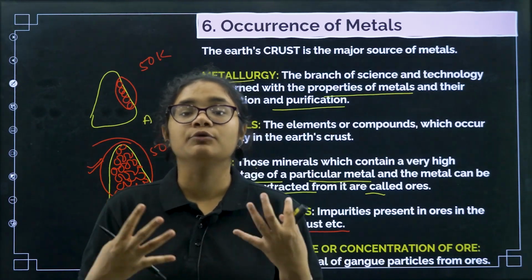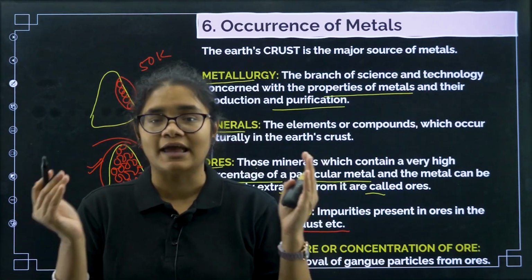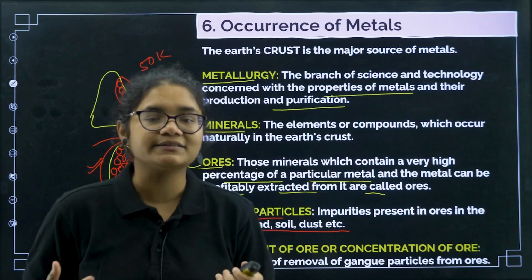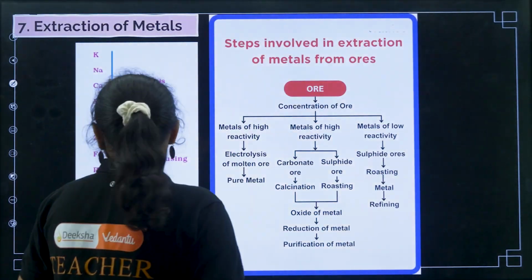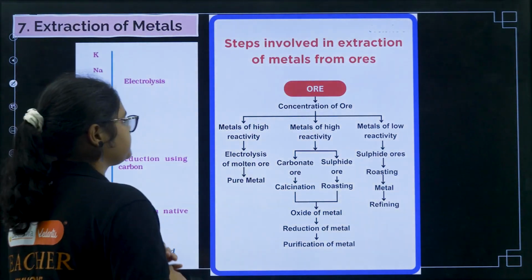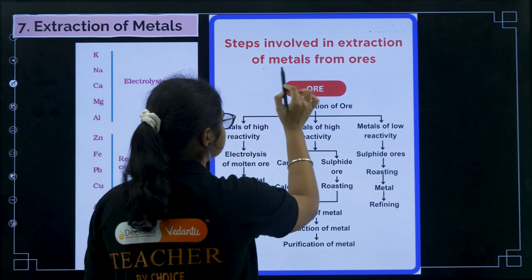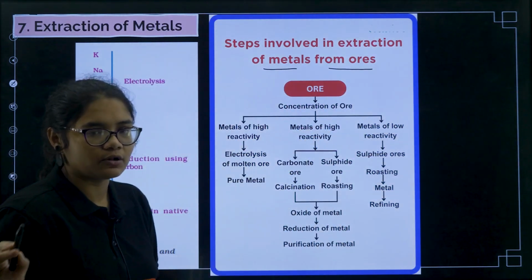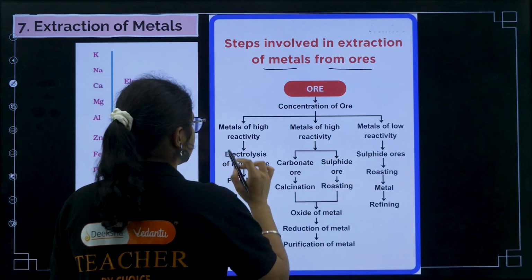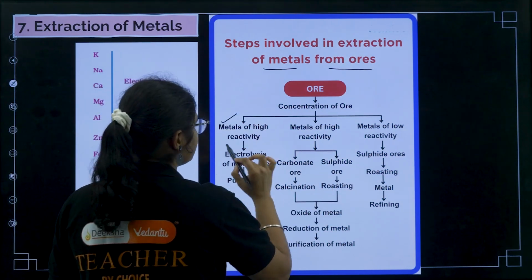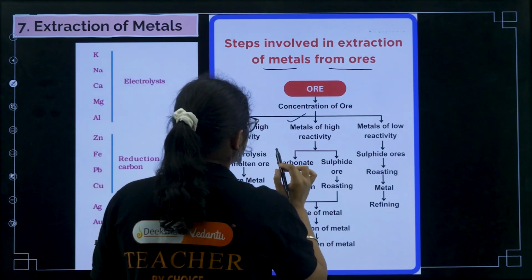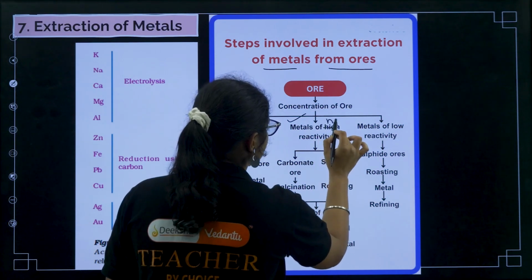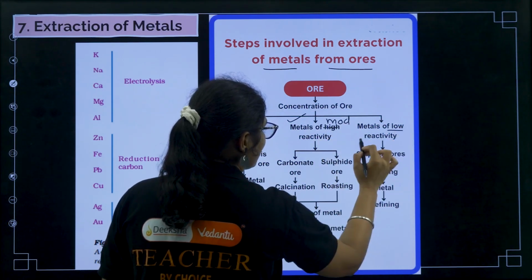Okay, so you need to purify them, you need to remove all the impurities, and we need pure metal. So we need some procedure for that. Here are the steps involved in the extraction of metal from the ores. First we concentrate the ore and remove all the impurities. Then there are three categories: metals of high reactivity, metals of moderate reactivity and metals of low reactivity.